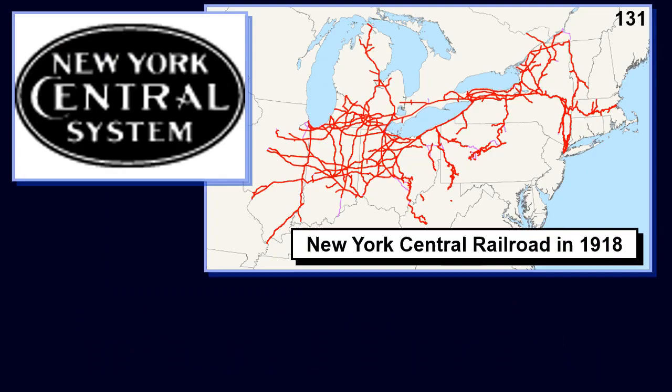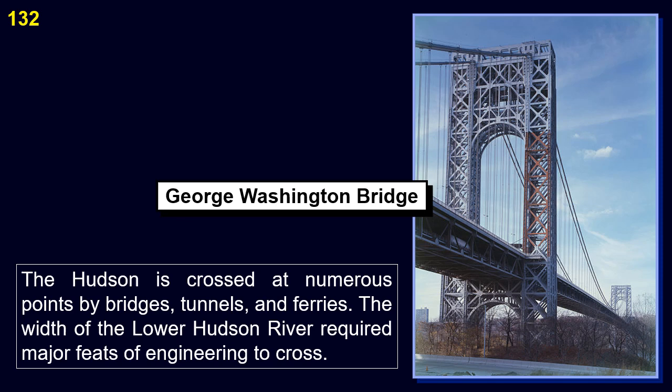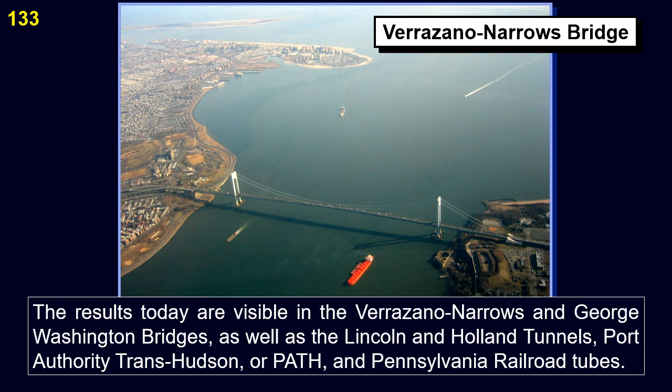Various railroads were consolidated into the New York Central Railroad by Cornelius Vanderbilt and became one of the largest railroads in the country. The Hudson is crossed at numerous points by bridges, tunnels, and ferries. The width of the lower Hudson River required major feats of engineering to cross. The results today are visible in the Verrazano Narrows and George Washington Bridges, as well as the Lincoln and Holland Tunnels, Port Authority Trans-Hudson (PATH), and Pennsylvania Railroad Tubes.